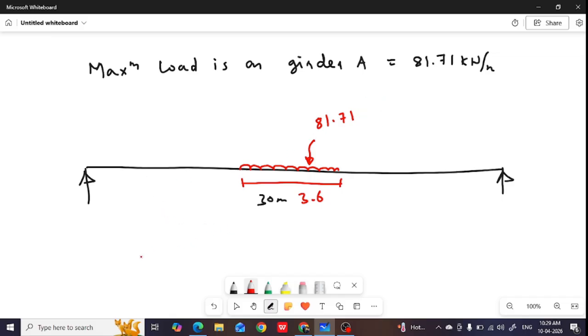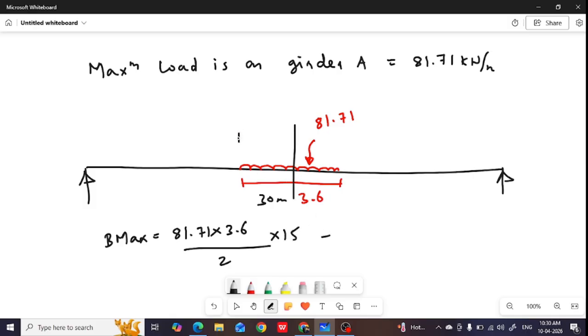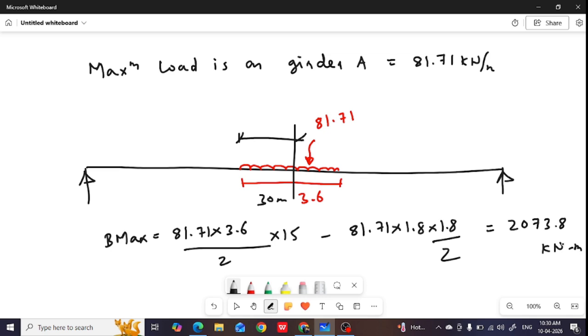Okay. So the maximum bending moment, I'll write directly, is equal to 81.71 into 3.6 divided by 2. This is the reaction that we are getting, into 15, minus, then you have this much of UDL, you have 81.71 into 1.8 into 1.8 divided by 2. So the maximum bending moment you are getting is 2073.8 kilonewton meter. This is the maximum bending moment due to live load.